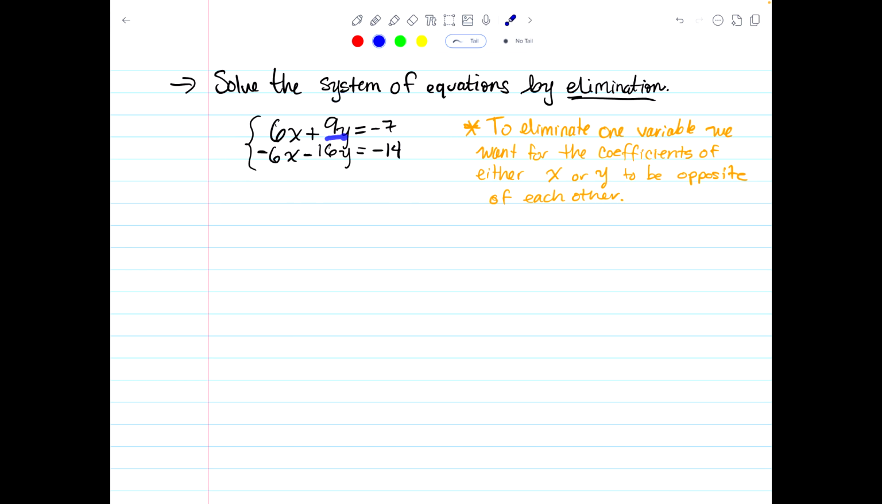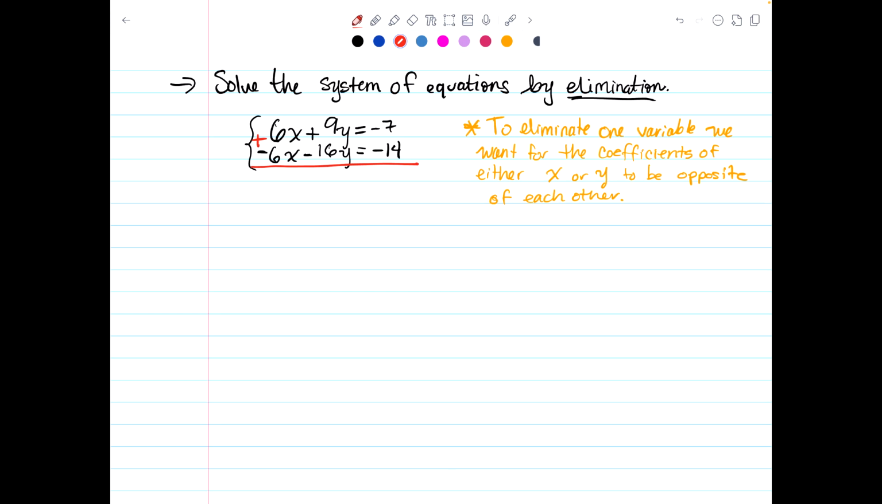If I look at the coefficients, and coefficients are the numbers in front of the variables, the coefficients of y are not opposite of each other. However, if we look at the coefficients of x, we see that 6 and negative 6 are opposite of each other. So we're going to eliminate these two when we add this system of equations. So let's add these and see what happens.